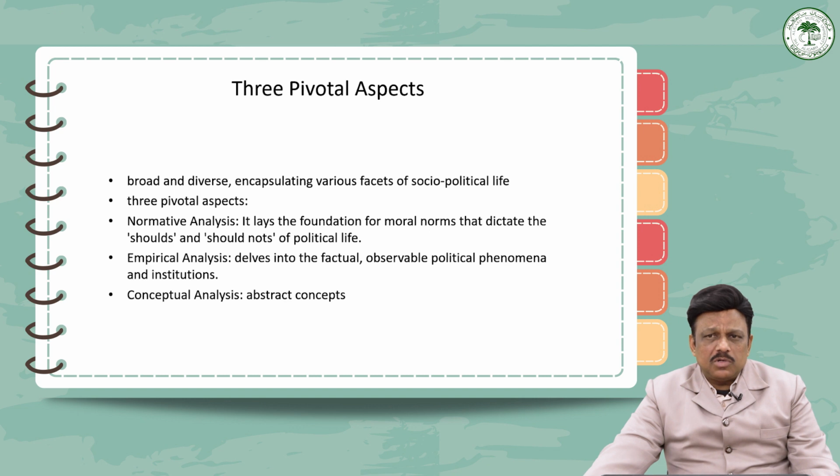The scope of political science or political theory is broad and diverse. It encapsulates various facets of socio-political life. In understanding this, we need to identify three pivotal aspects: normative, empirical, and conceptual. We analyze politics at these three levels.